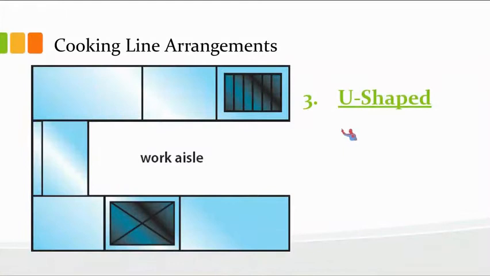Next, we have the U shape. The great thing about the U shape is that it actually cuts down on the amount of walking that you have to do, which will increase your efficiency. However, if these are really close together and there's multiple people working back here, it does create a little bit of a bump in hips and kind of running into each other. So you want to make sure that you communicate clearly and directly to your coworkers.